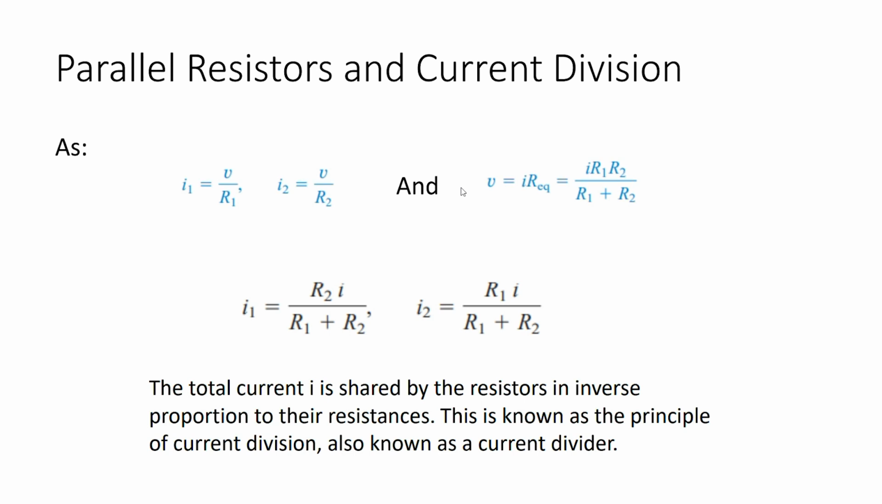Next, we know the formula of current. We apply it with the equivalent resistance, and we get I1 is equal to R2 times I over R1 plus R2, and the same for I2. Now we see that the total current I is shared by the resistances in inverse proportion. That is, an increase in one will cause a decrease in the other.